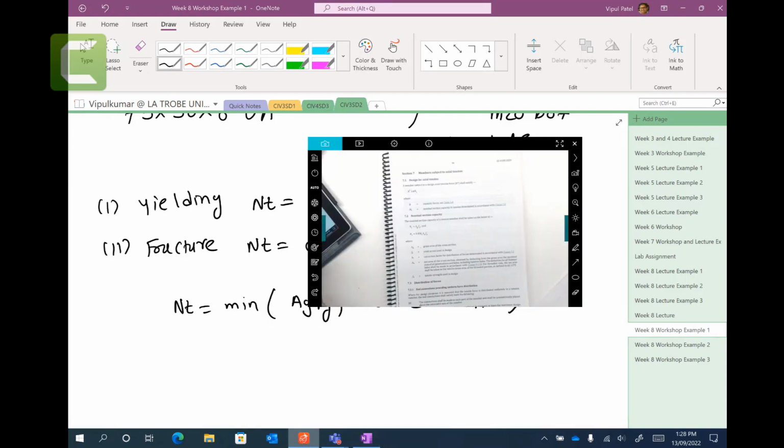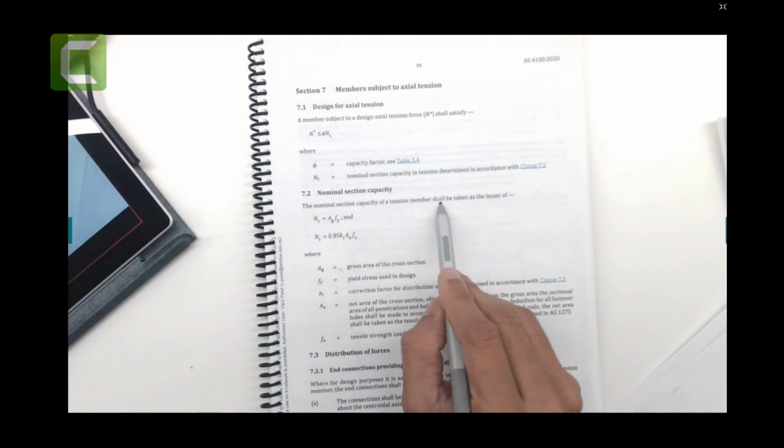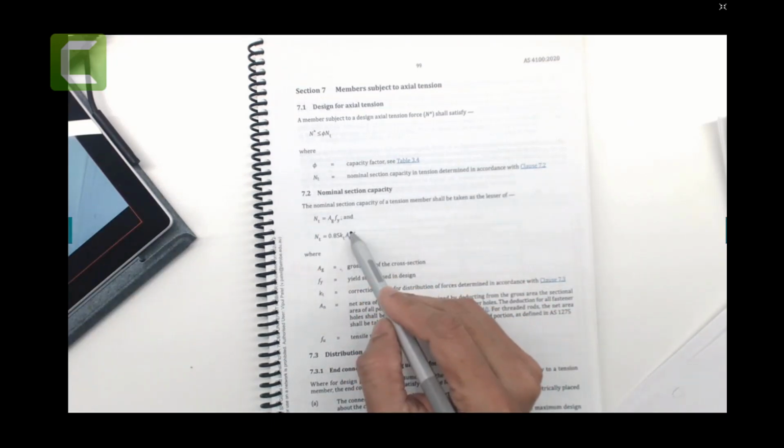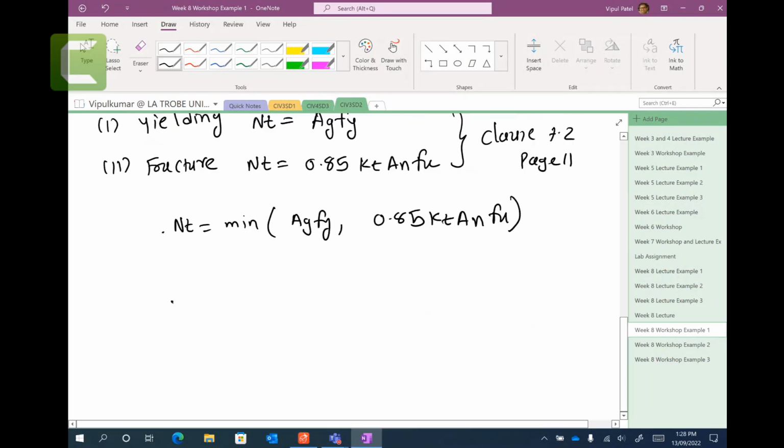Where is it? I can show it to you. The nominal section capacity of a tension member shall be taken as the lesser of these two, that is the minimum of these two. So that is the lesser of these two, right? Let's find each value one by one.